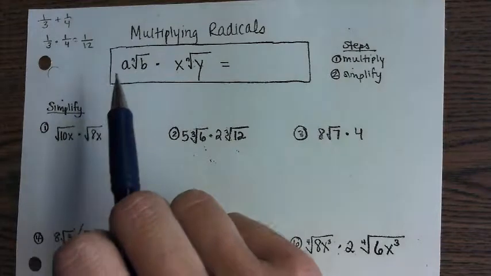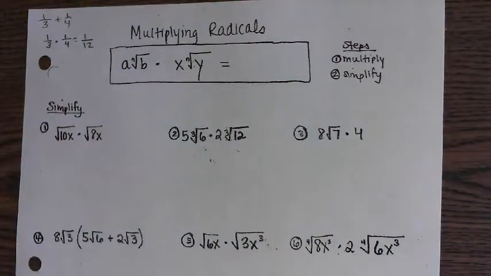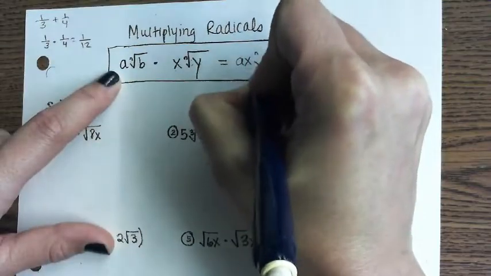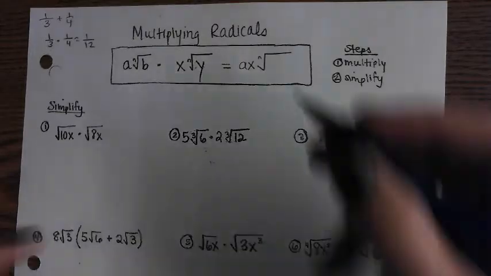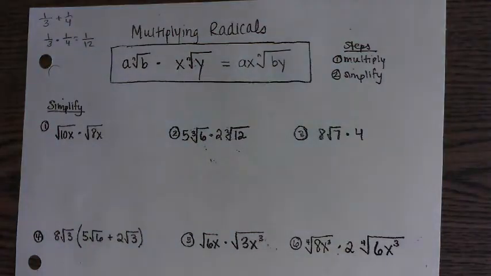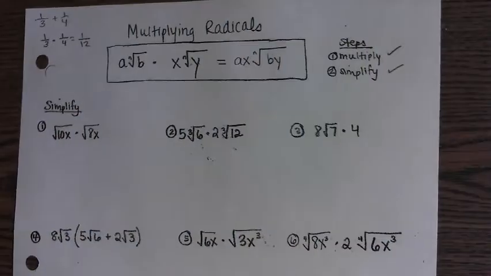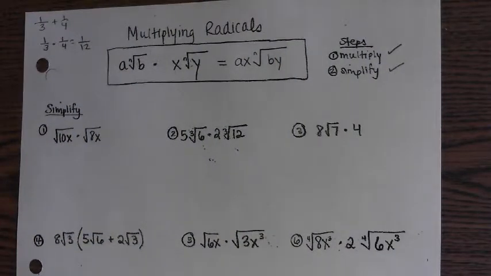But for now, as long as it's the same root, the nth root on both of these, the a times x gets multiplied as your new coefficient, and then it remains the nth root of by. So what's in front of the radicals gets multiplied, what's under the radical gets multiplied. And then, I would say multiply first and then simplify. You could simplify first, then multiply them, but you'll run the risk of having to simplify a second time. So I just say wait until the end to do the simplifying, whereas with adding radicals, you definitely have to simplify first and then add.